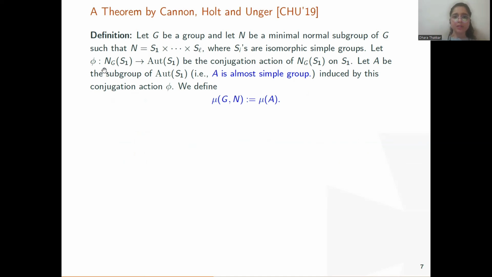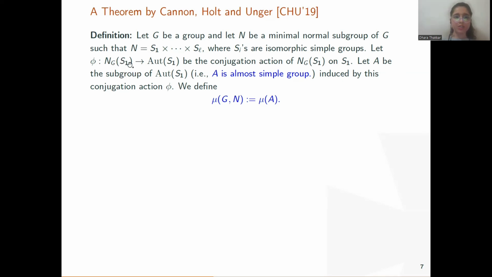Then we can have an action of the normalizer of S1 in G on S1, and this gives us a homomorphism phi from the normalizer of S1 in G to Out(S1). Now we take A to be the subgroup of Out(S1) which is induced by this conjugation action. So A is a quotient group, which is nothing but the image of phi.